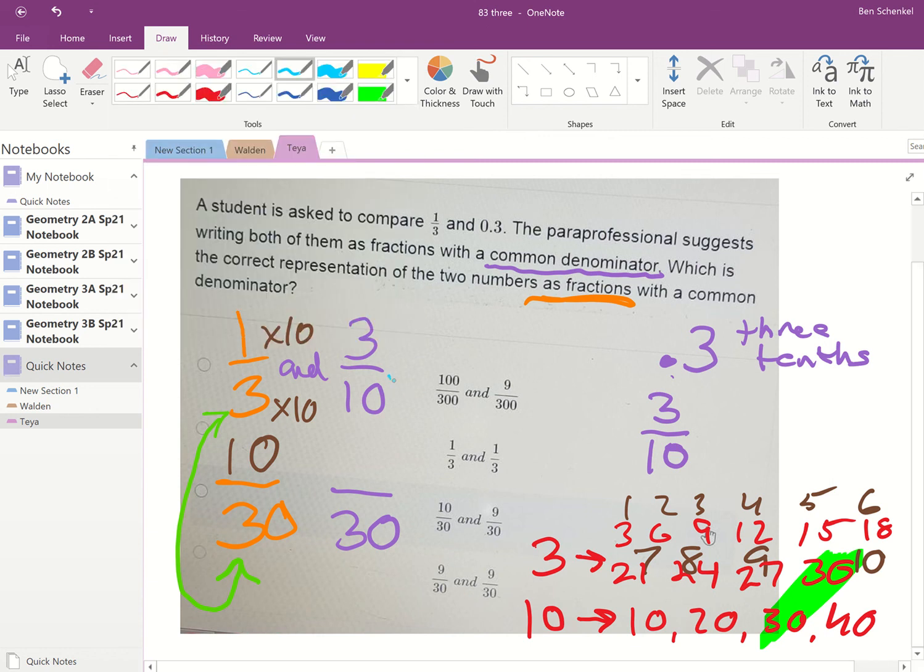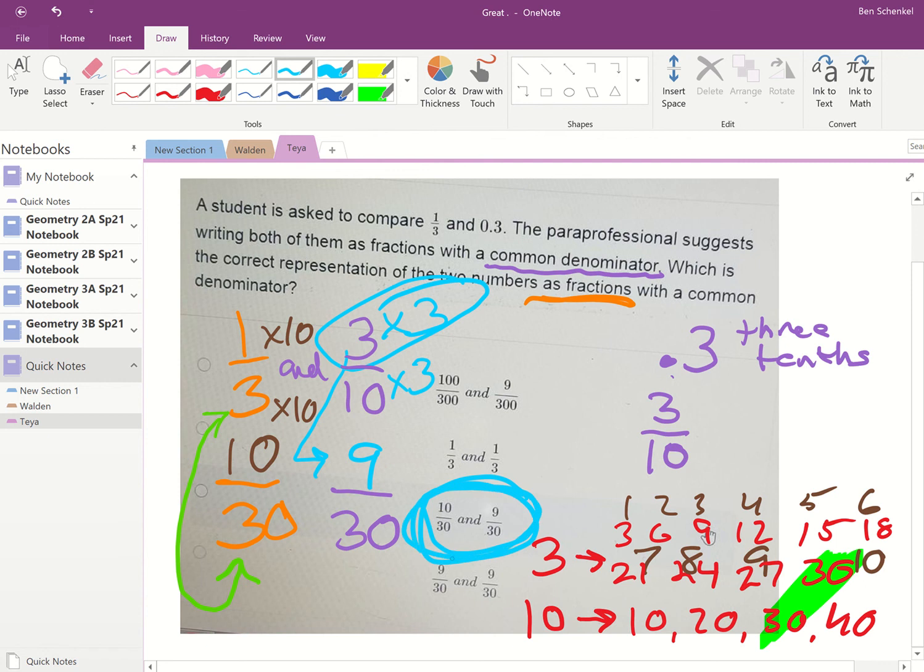10 times what equals 30? Well, 10, 20, 30. So I need 3 10s. So then I multiply the top by 3 also. Always in a fraction, anytime you're changing it, whatever you multiply the bottom by, you have to multiply the top too. So now 3 times 3 is 9. So then I know the correct answer would be 10/30 and 9/30.